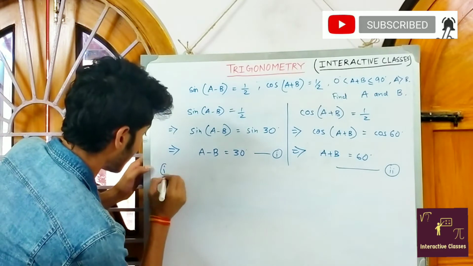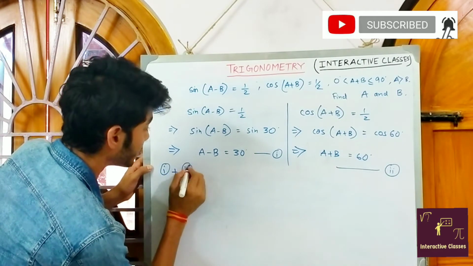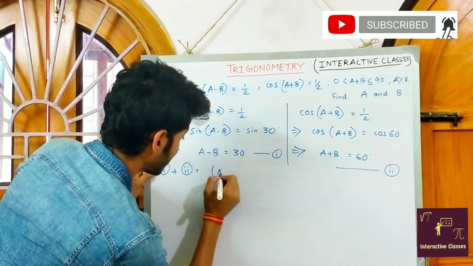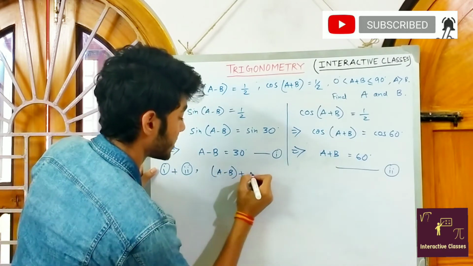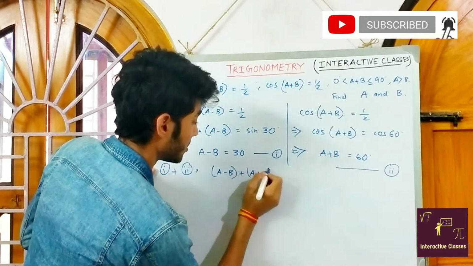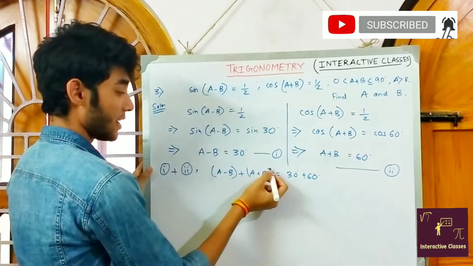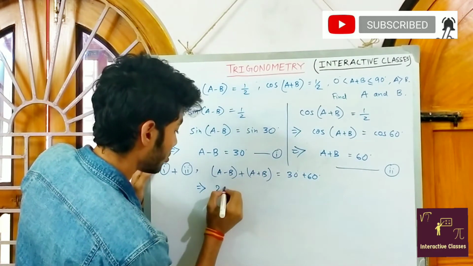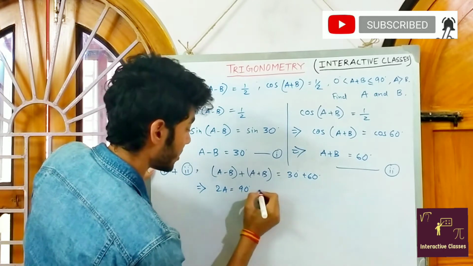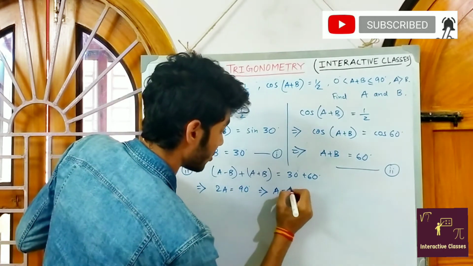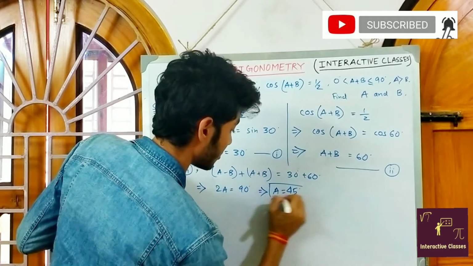So by adding 1 plus 2 we get a minus b plus a plus b is 30 plus 60. Now b and b gets cancelled, so 2a is 90, that is a equals to 45 degree.